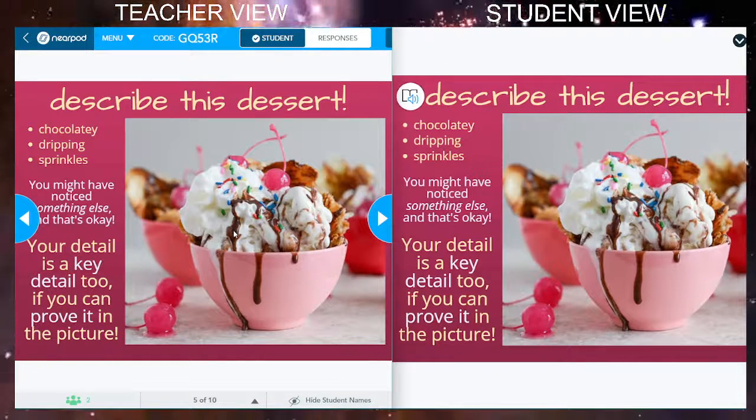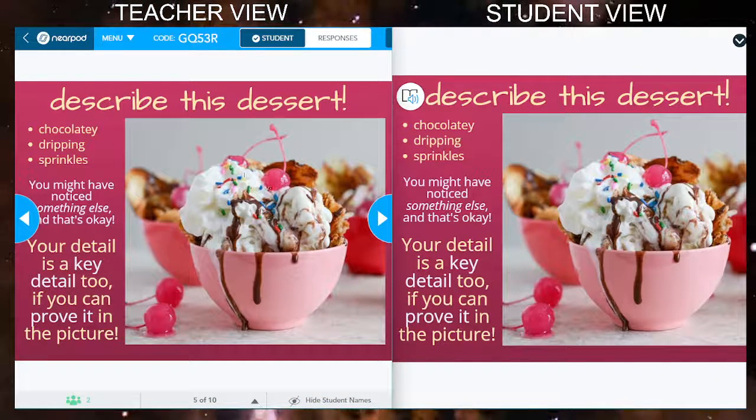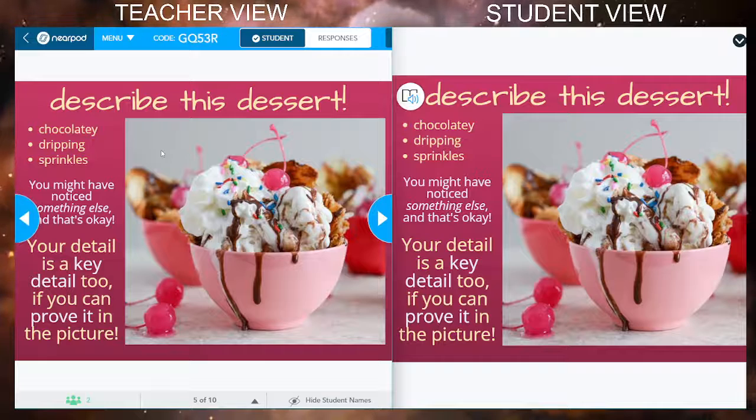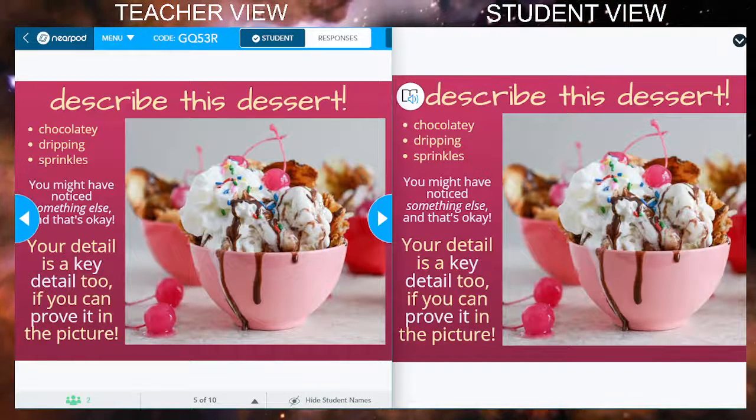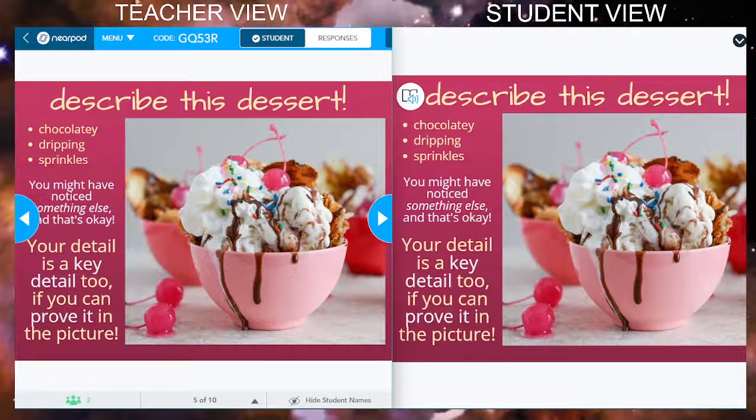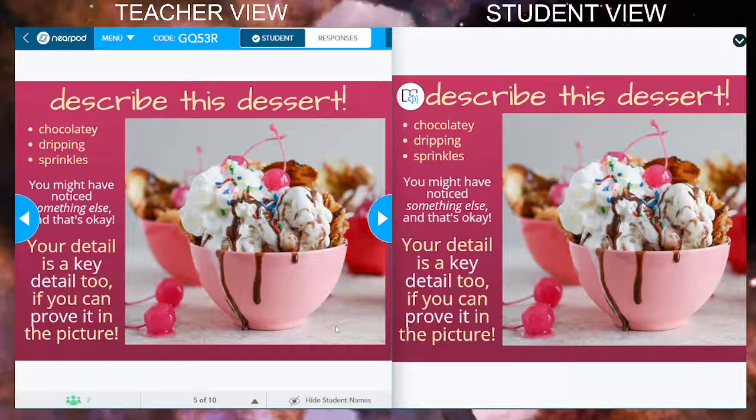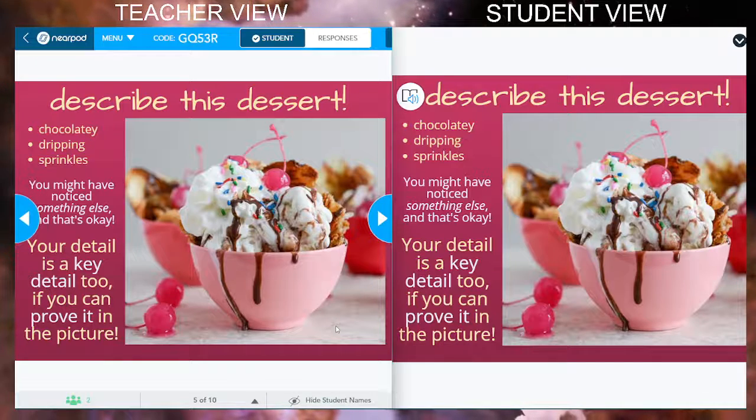And not only is there chocolate on there, it's dripping down the side. I also noticed the sprinkles, so colorful. Did you notice something different? Well, you might have, and that's okay. Your detail is a key detail too, if you can prove it in the picture. So some other things that you could have possibly seen that I didn't notice, there are cherries. It looks like there's a waffle cone in the back that may be crunchy. It looks like it's melting a little bit. All of those are key details that can be supported by proving it here in the picture.